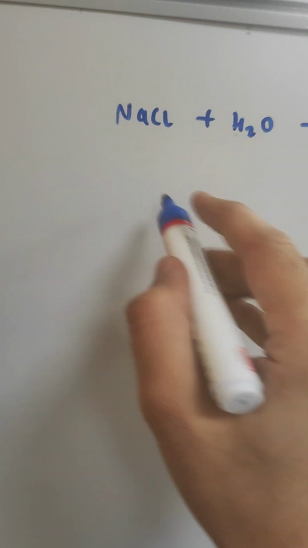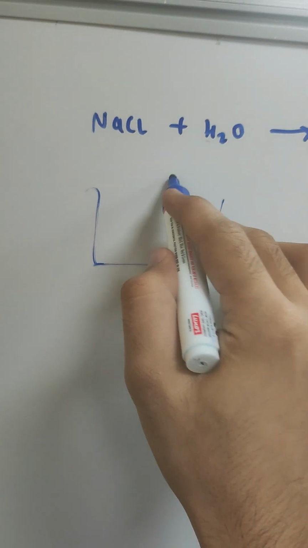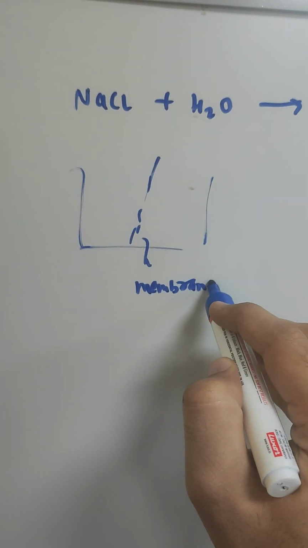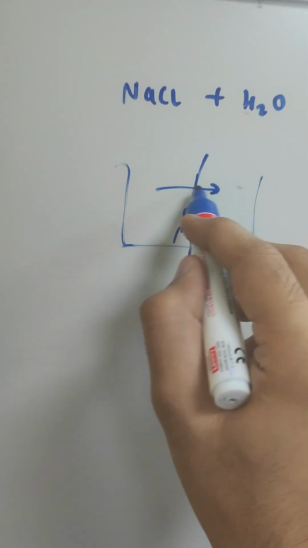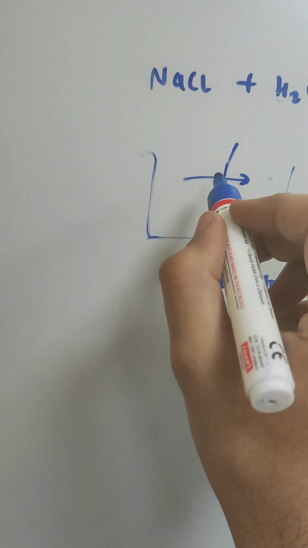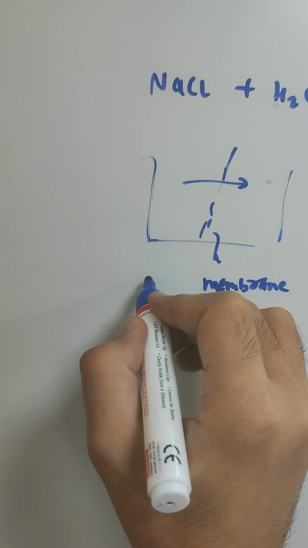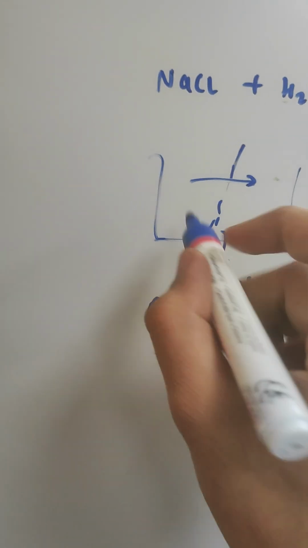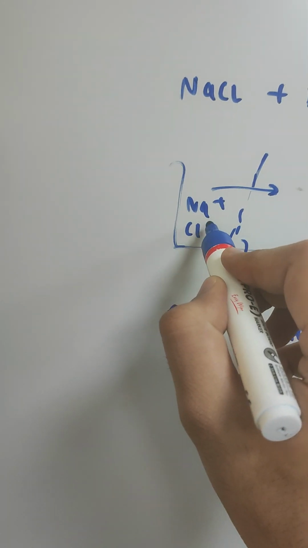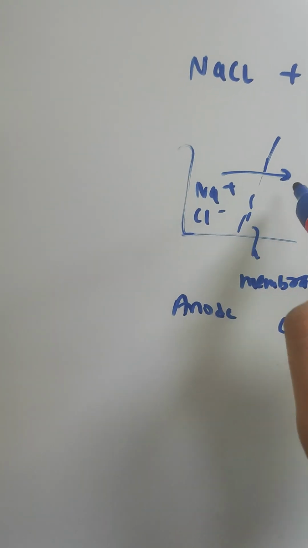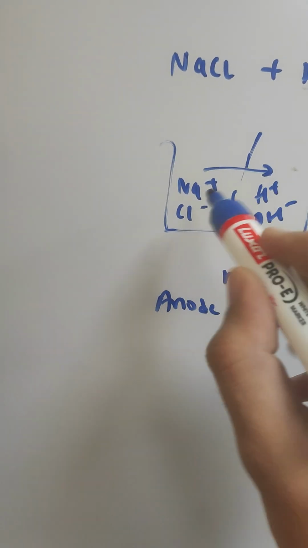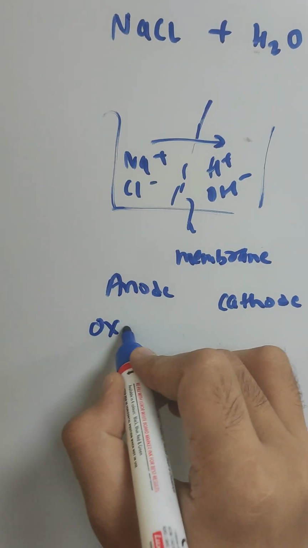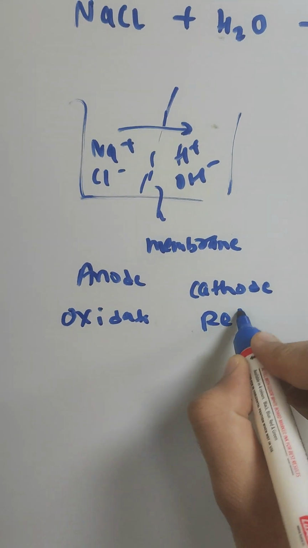So for this we have the electrolysis process, and in this electrolysis we have a membrane, and in this membrane only Na+ ions transfer from the anode side to the cathode side. So this is the anode and this is the cathode. Na+ and Cl- ions are formed from NaCl, and here we have H+ and OH-. So Na transfers from the anode side to the cathode side via oxidation, and here reduction occurs.